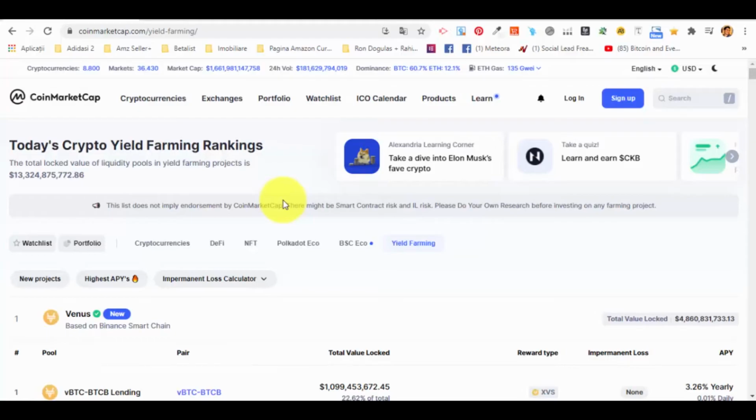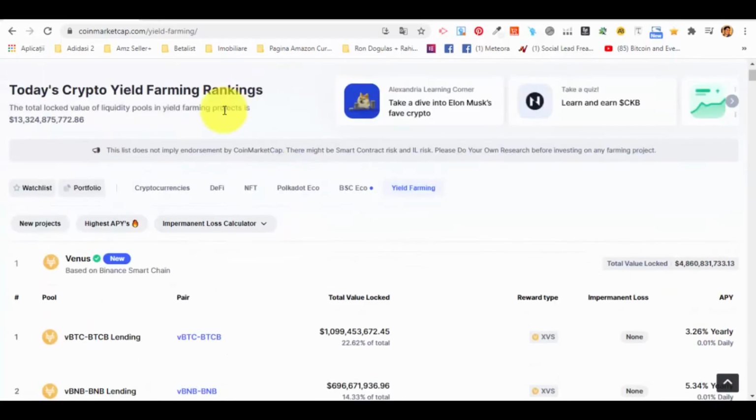All these people put their resources together and provide liquidity to these new decentralized finance projects. Obviously, being something very new, the risk is also potentially high. The return can be high, but the risk can also be high. So basically, in larger terms, that's what yield farming is.